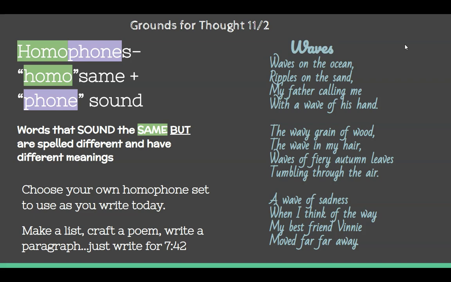Right? So today, we're going to use this poem that I have here called Waves as our inspiration. So I'm going to read you the poem Waves.